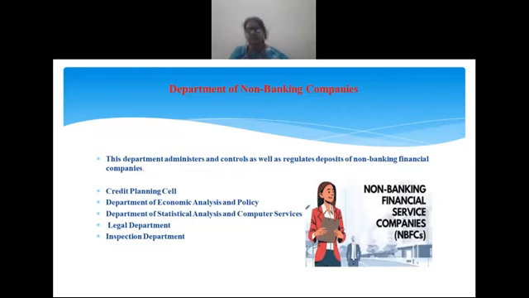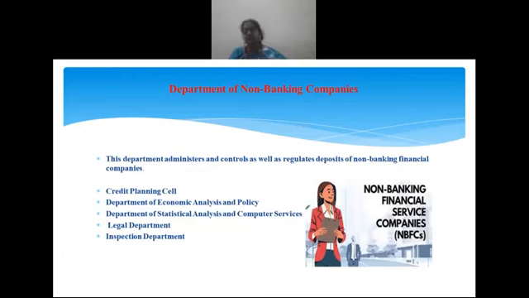Legal department. If any cases are there, those cases will be handled by the legal department. So they don't do any banking functions, but they come under the RBI departments.